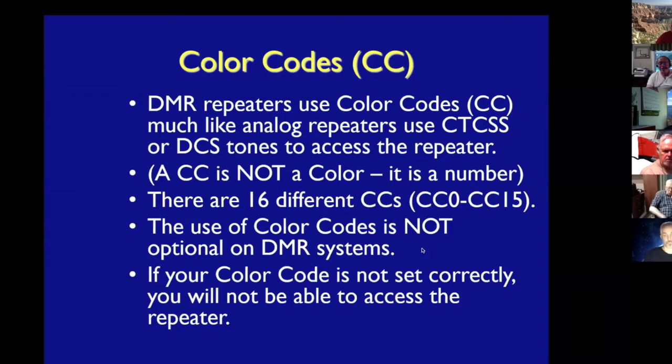It's not optional on DMR systems. You must use a color code. Unlike analog repeaters, where some people don't want to have an access tone, and that's fine, in digital you must have an access code, a color code. Obviously, if it's not set correctly, you're not going to be able to get into the repeater.